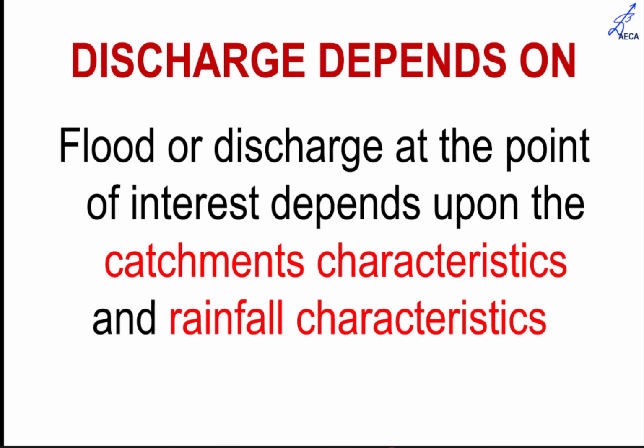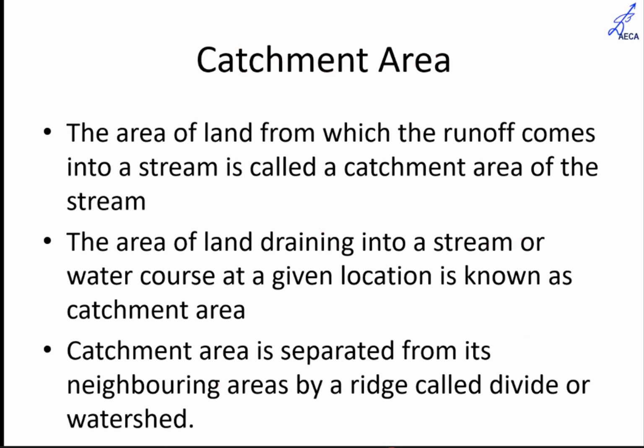So what does a discharge depend on? Basically, a discharge depends on the catchment and the rainfall and their characteristics. So what is a catchment area? The catchment area is the area of the land from which the runoff comes into a stream. This is called a catchment area of the stream.